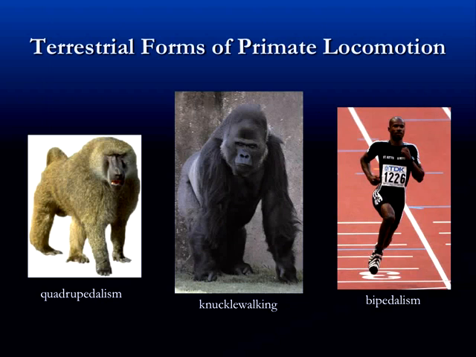Terrestrial forms of primate locomotion are basically divided between quadrupedalism and bipedalism. There's a specialized form of quadrupedalism called knuckle walking, and that's where you use the knuckles of the front limbs as the point on which you rest and walk. Okay, that's a little bit different than the baboon. The baboon walks on the tips of its fingers. The gorilla or the chimp walk on the knuckles.